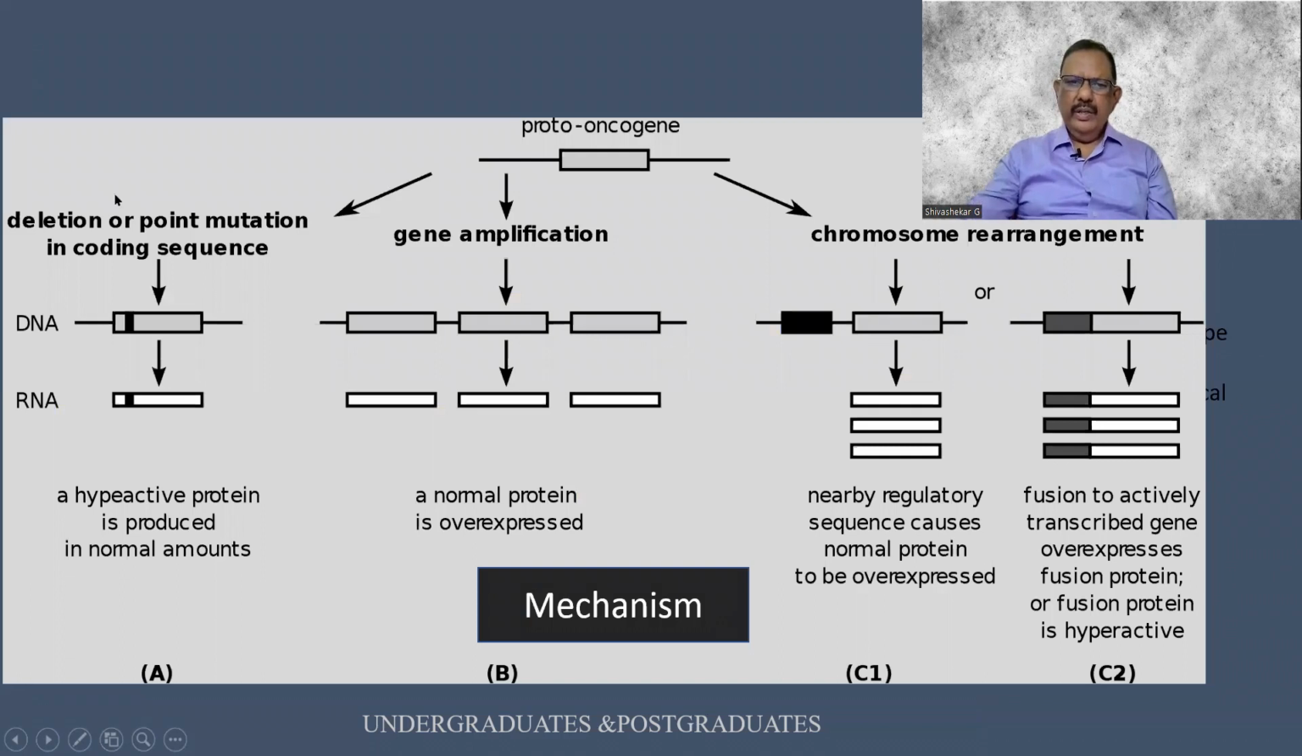The proto-oncogene, the same thing as I had mentioned earlier, this is the mechanism. There can be a deletion or a point mutation in a coding sequence, and it leads to a hyperactive protein, and this might lead to a malignancy. Gene amplification, again, a normal protein is being overexpressed, and chromosomal rearrangement can lead to a loss of the regulatory sequence, and sometimes a defect can be overexpressed. And also there can be a fusion of proteins which become hyperactive. So this is the mechanism.